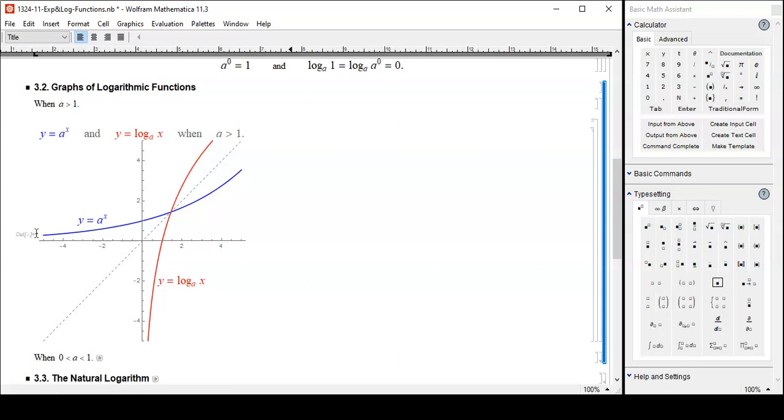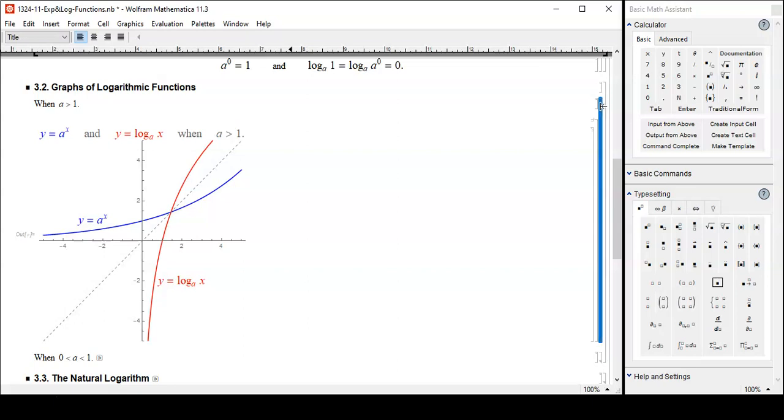The domain of blue is negative infinity to positive infinity, you can see that. And the range of red is negative infinity to positive infinity. The range of blue is 0 to infinity, only above the x-axis. So the domain of red is 0 to infinity, only to the right-hand side. You can see all those.